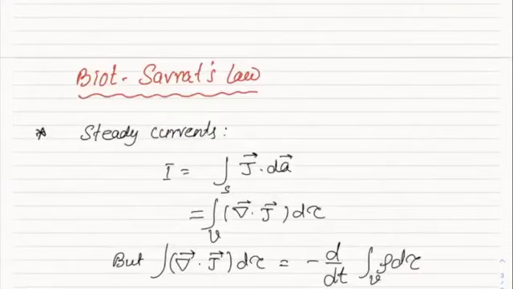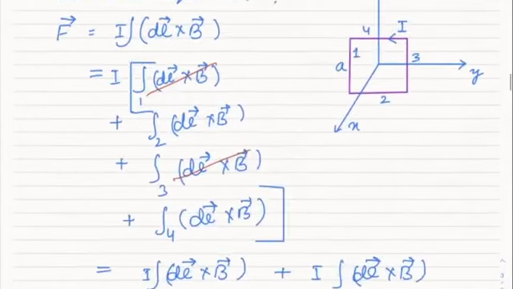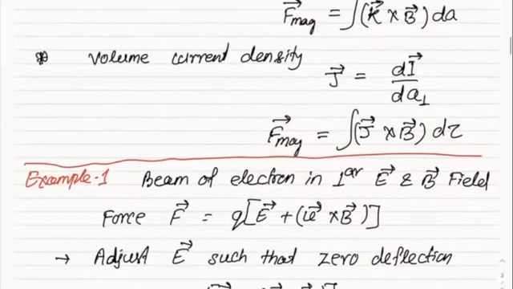Now let us discuss what should be the magnetic field due to steady currents, and that is essentially given by another law known as Biot-Savart's law. Before I go into the calculation of the magnetic field, I should tell you what steady currents are.